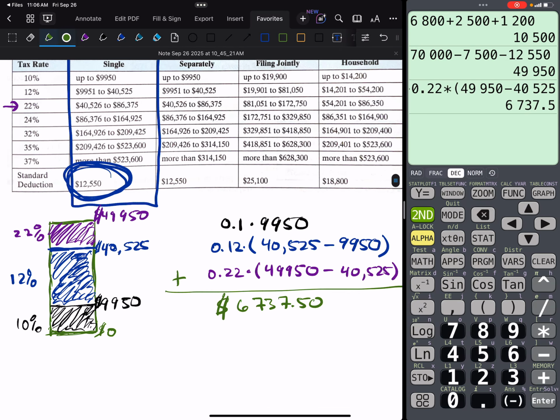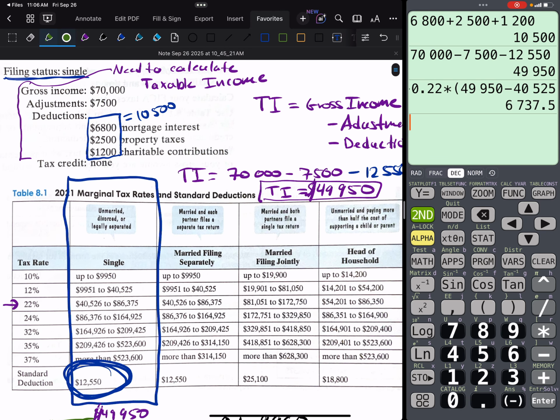And that seems like a reasonable value as far as being a percentage somewhere above a 12% average of my 50,000. So it seems like a reasonable answer for this problem.